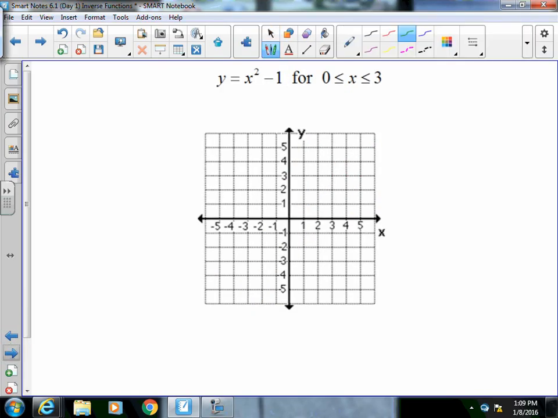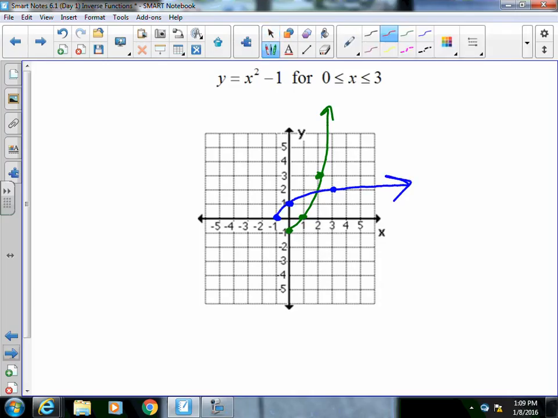x squared minus 1 from 0 to 3 would look like this. And it goes on. 3 would be at 8, which our graph doesn't go that high, but that's what we've got so far. Now, let's graph the inverse. Let's do that in blue again. 0, -1 becomes -1, 0. 1, 0 becomes 0, 1. And 2, 3 becomes 3, 2. So I end up with a curve that looks like this.